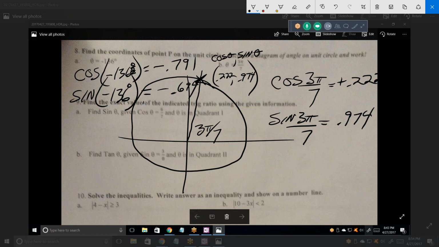So that's the most important thing you can probably get out of tonight's lesson, is that the x-coordinate is the cosine of theta, the y-coordinate is the sine of theta, always, as long as you're dealing with the unit circle. If you're dealing with a circle that's got a radius of 2, then that's not true. But as long as you're dealing with a circle that's got a radius of 1, this is always true.